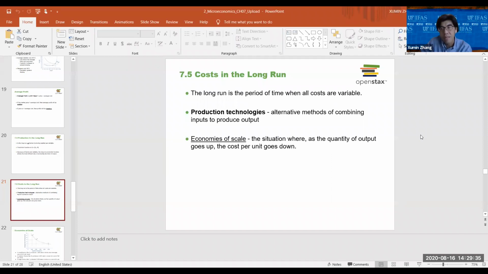Then there is constant returns to scale, which means it's a flat, horizontal line. And then there are diseconomies of scale. This is the increase of the cost. The cost is going up.